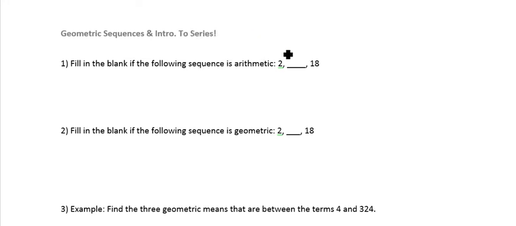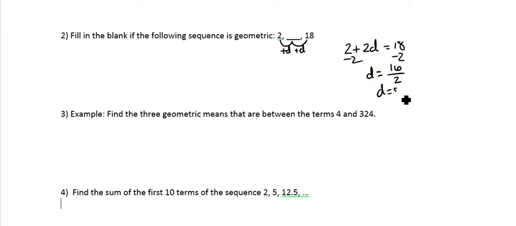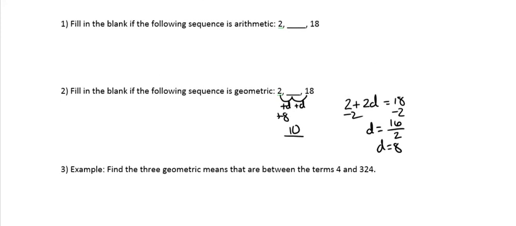the difference, right? Add the difference twice to find the missing term. So you would do 2 plus 2 times d equals 18, and you would end up subtracting 2 from 18, and then dividing by 2 to get your difference. So your difference would be 8. Okay, so then you would add 8, and you would get your missing number, which would be, in fact, 10, right? And that would be for arithmetic. Oh, we're going to switch these up. So that's arithmetic.